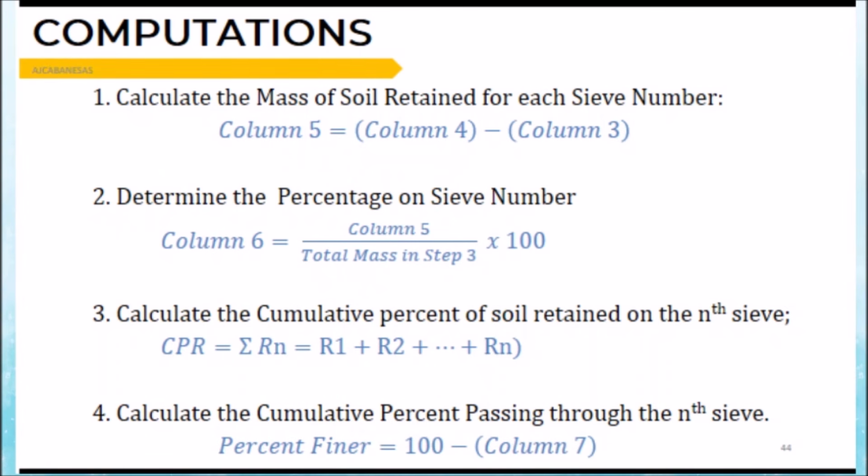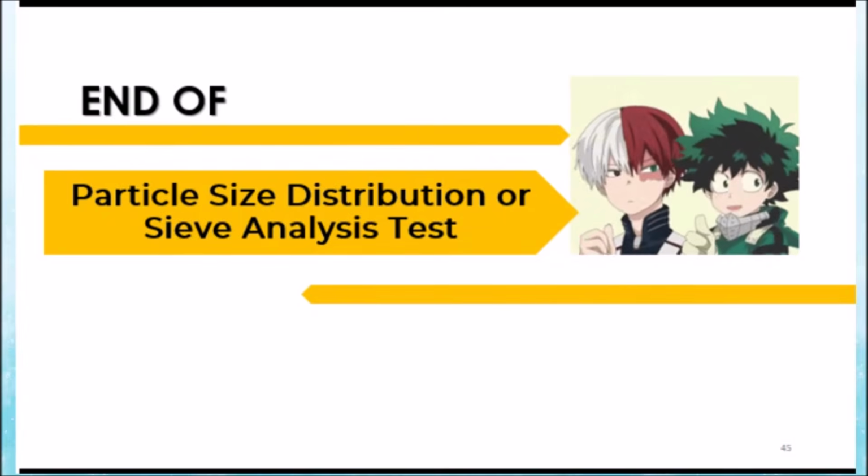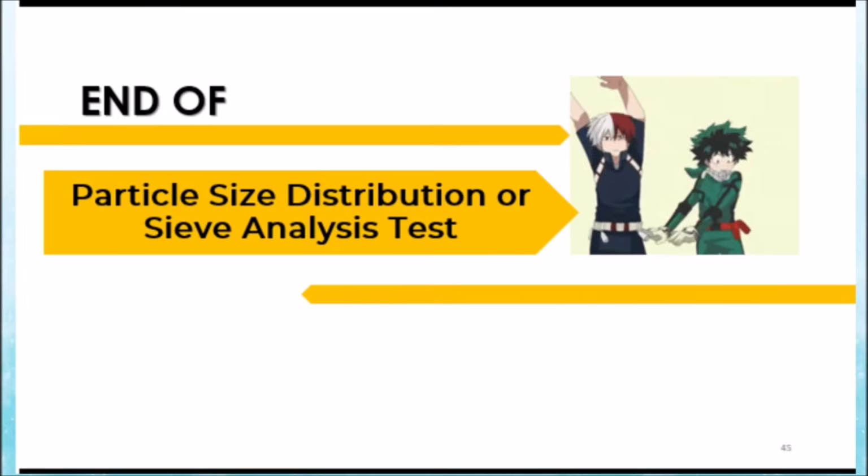So here is the summary of computations used in this laboratory. We have the calculation of the mass of soil retained for each sieve number, percentage on sieve number, then yung cumulative percent of soil retained, and finally yung ating percent passing. So that's it for the particle size distribution or sieve analysis test.